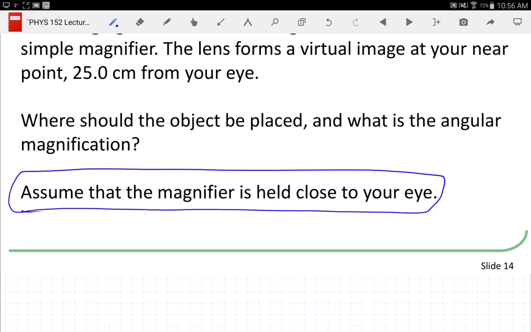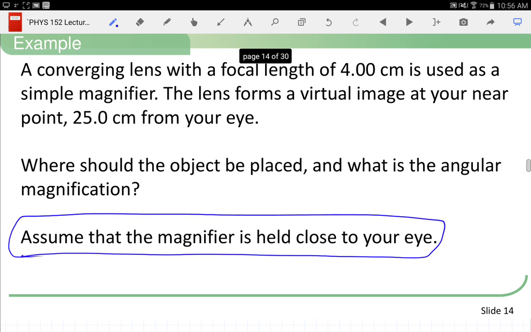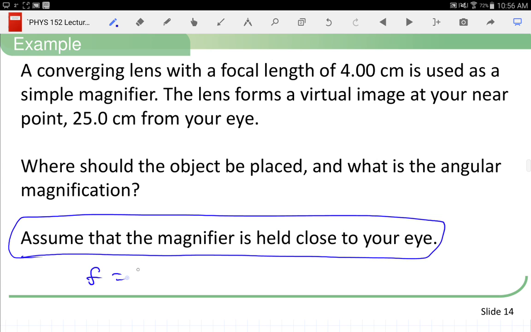So how do we go about finding the answers here? We have focal length equals 4.00 centimeters. And the image is at the near point. Which variable did that tell me? Distance image or distance object? Which one did it tell me? Distance image. And what was the distance image? Very close. Minus. And then it asks, where's the object? How do you find the object?